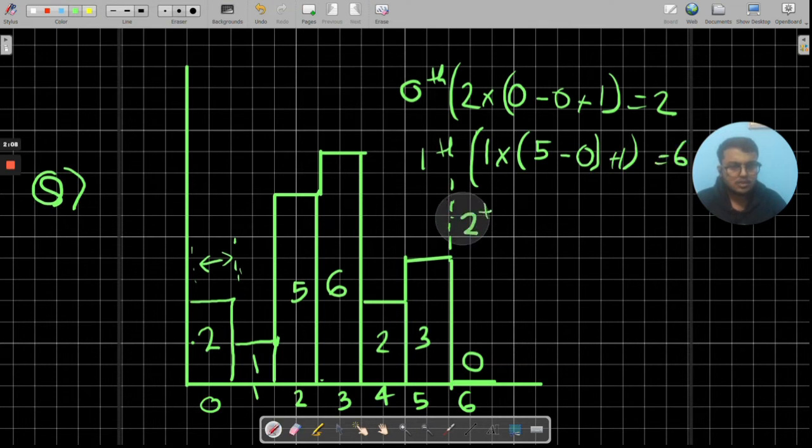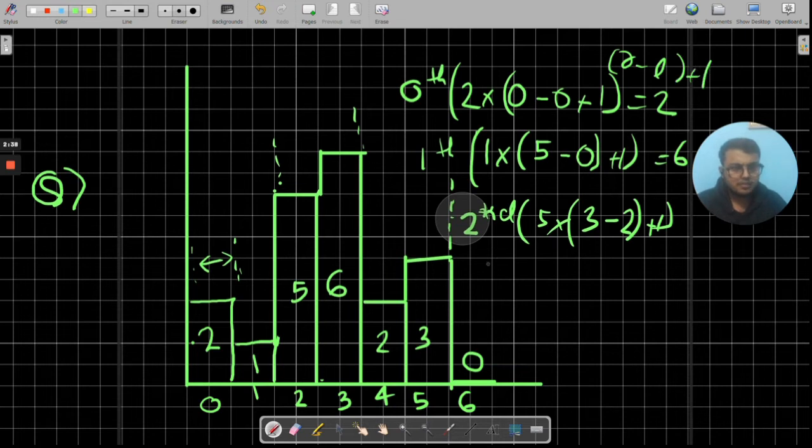Now for the second histogram, it will be 5 multiplied by the range up to the smallest on the right side, so it is 2. So this will be till here, that is 3. 3 minus the smallest on the left side, so 1 is the smallest on the left side, so we'll be going till here. This is my 2 and plus 1. This is actually the formula: right minus left plus 1.